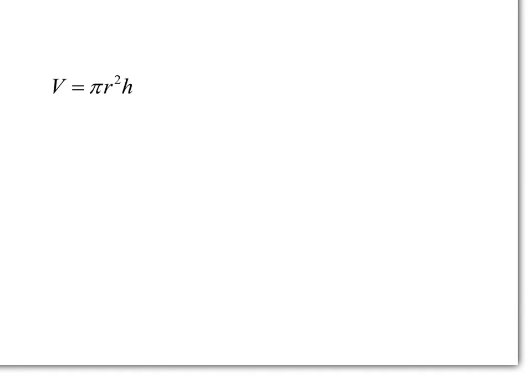Here's another formula. This formula is the volume of a cylinder, which is equal to pi, which is a number, it's about 3.14, times the radius of the cylinder squared times the height of the cylinder. So what if I wanted to solve this formula for h?